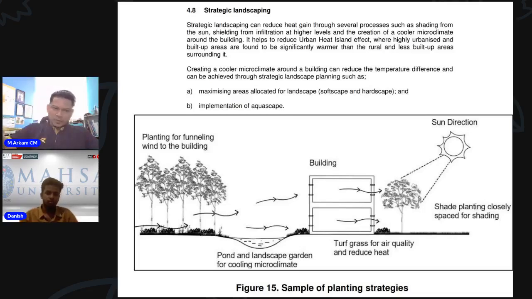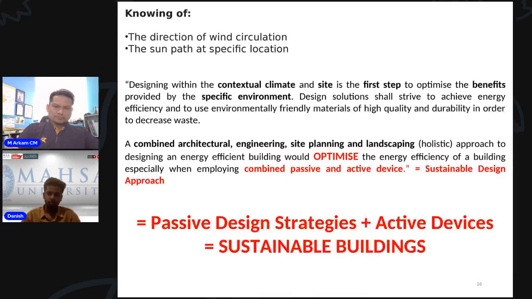So that is where the wind will flow from one point to another, coming through our house or our building, just to get the airflow constantly to improve our thermal comfort. Okay, knowing the direction of wind circulation and the sun path at a specific location, we then design within the contextual climate. And the site is the first step to optimize the benefit of providing for the specific environment.